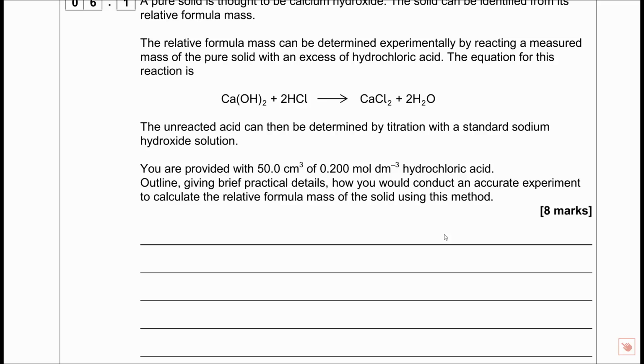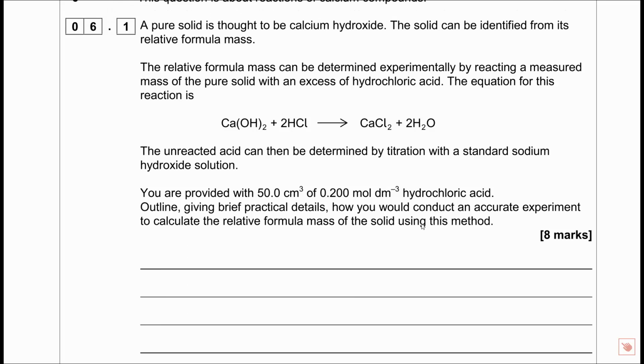Good. Yep. Love this question. So what is essentially going to happen here? There's a lot more in this question than there initially appears. This is basically the question itself. You are provided with this amount of hydrochloric acid and then outline, give brief practical details, how you can do an accurate experiment to calculate the relative formula mass of the solid using this method.